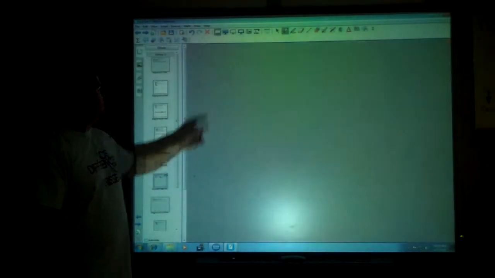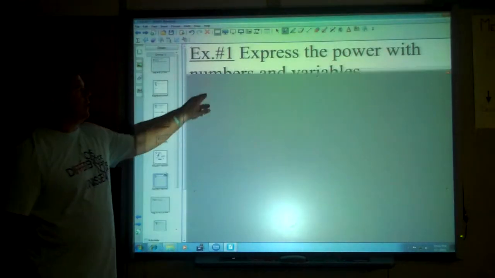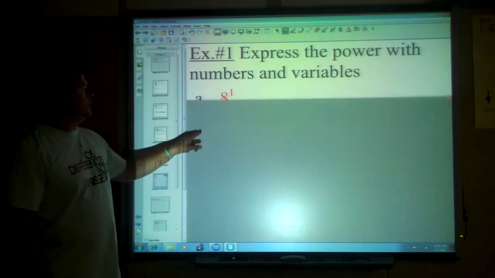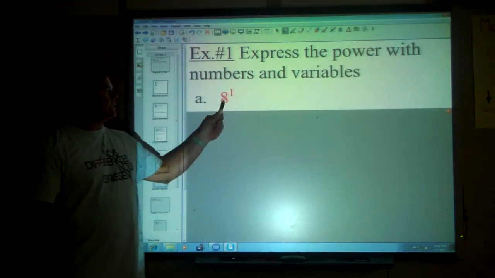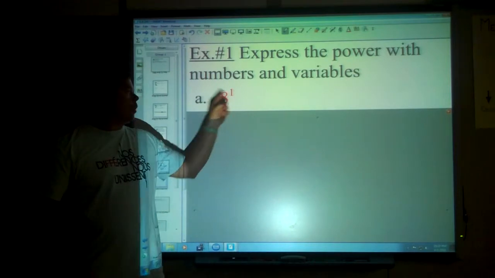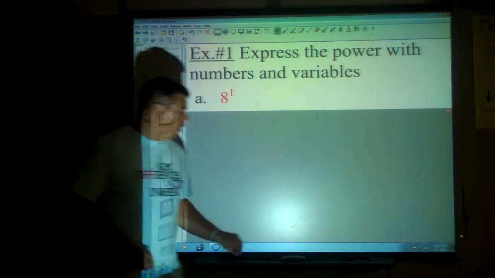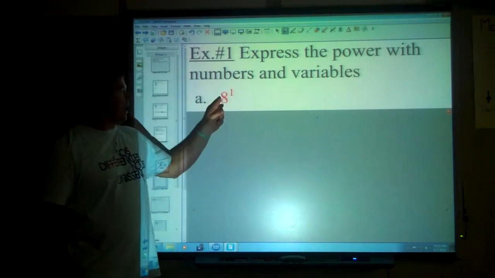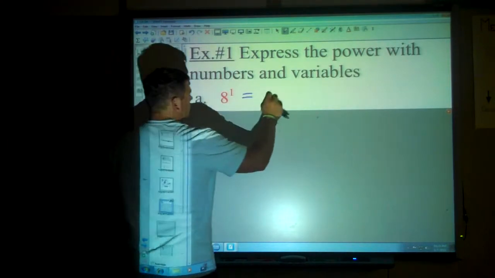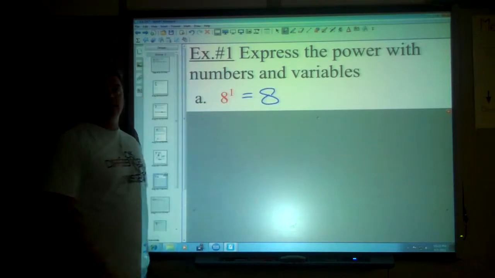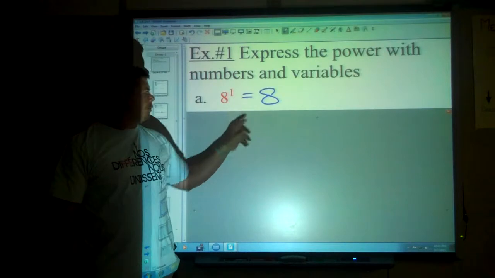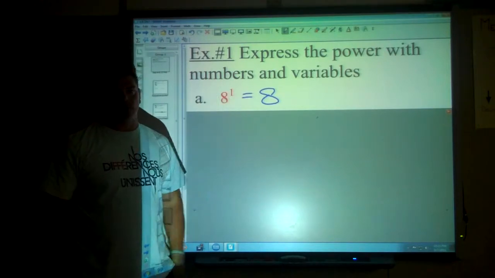All right? If we try some of these out, express the power with numbers and variables. Our first one, 8 to the first power. So 8 is your base, and the 1 is the exponent. And that 1 is saying you have one 8 being multiplied. That's just 8. I know that 8 times 1 makes 8, but that's not what we're doing. We're not multiplying the base times the exponent. Don't do that.